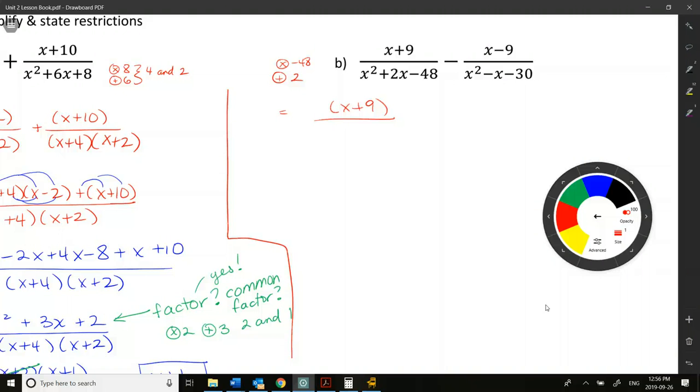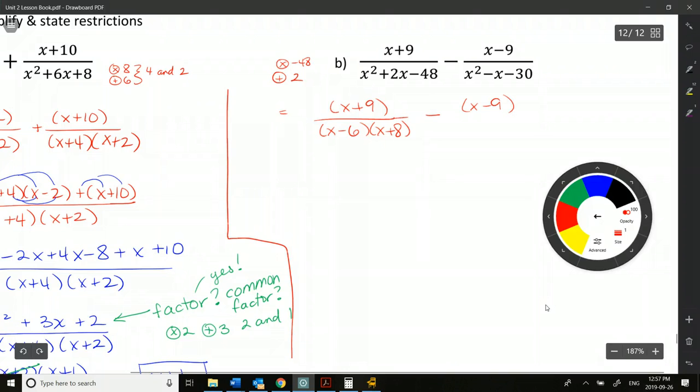Evan? Negative 6 and positive 8 works, yep. Great. And multiplies to negative 30, adds to negative 1. Gibran? 5 and negative 6, yes. Great.